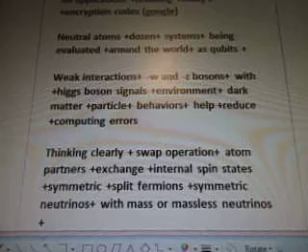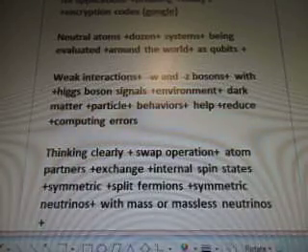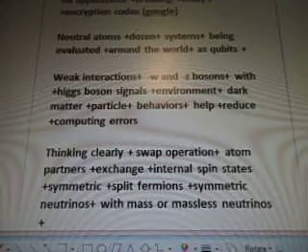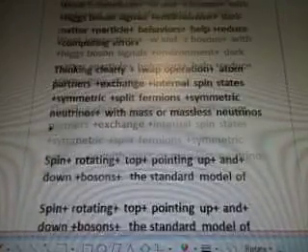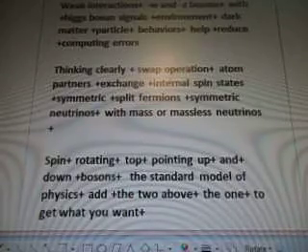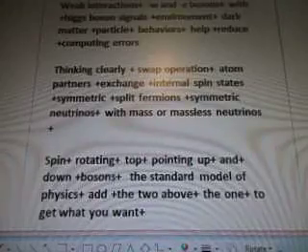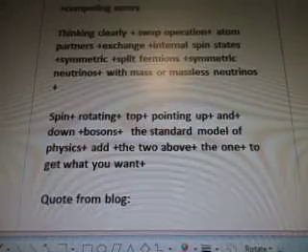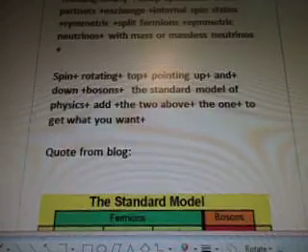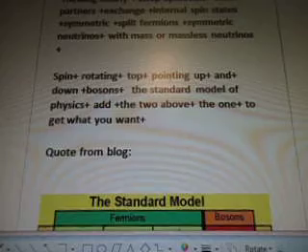Weak interactions, minus W and minus Z bosons with the Higgs boson signals, environment, dark matter, particle behaviors help reduce computing errors. Thinking clearly, swap operation, atom partners exchange internal spin states, symmetric split fermions, symmetric neutrinos with massive or massless neutrinos. Spin rotating top pointing up and down bosons, the standard model of physics, add the 2 above and the 1 to get what you want.